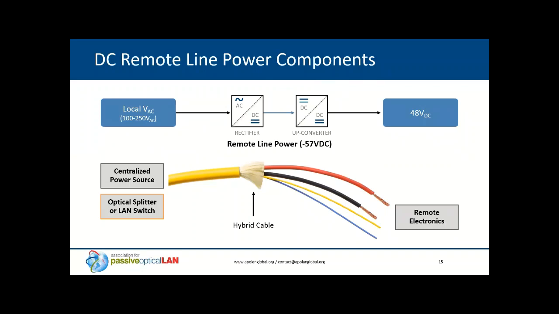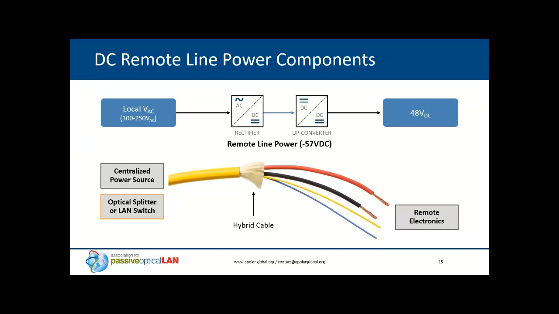One of the power architectures that we have been using for passive optical LAN has been widely used throughout decades in the telecommunication industry, and that's DC remote line power. The theory behind it is you're utilizing a low voltage DC power. Think of it as PoE or beyond PoE, if you will. You're powering up a remote electronics.